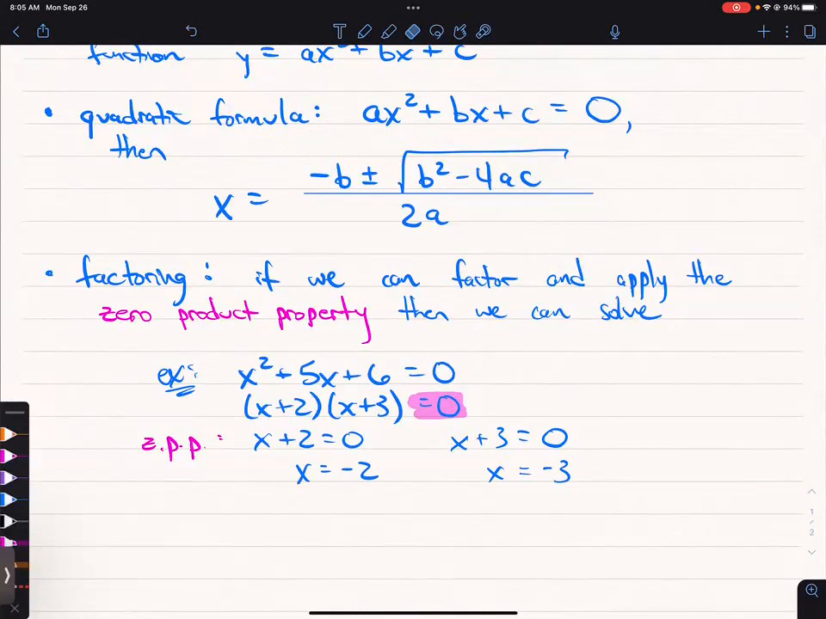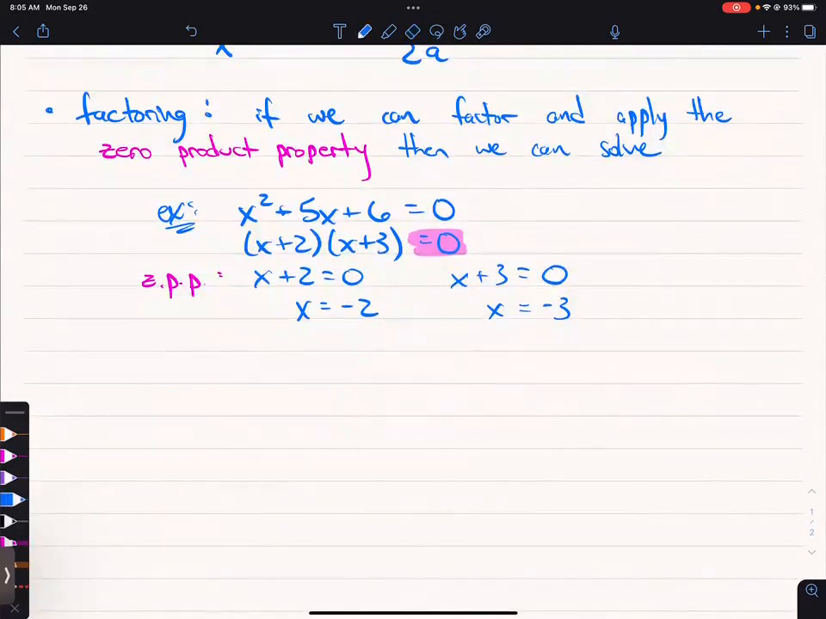Right, so again, nice when it works, but one, we've got to keep the equal to 0 thing in mind, because that part's really, really important. And two, factoring in general is not the easiest thing. So there's that.